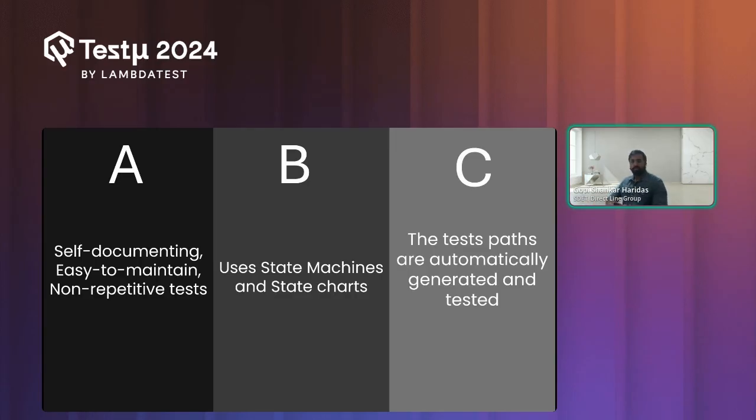As I mentioned, the test paths are automatically generated, just like how we can closely relate to the UML diagram, where you have a flow from one state to another, and then you can generate tests.